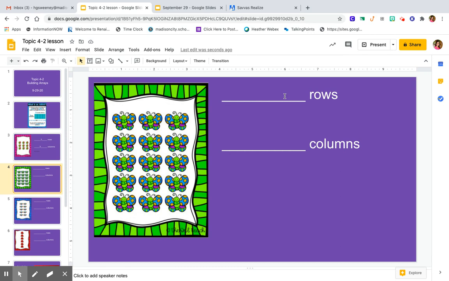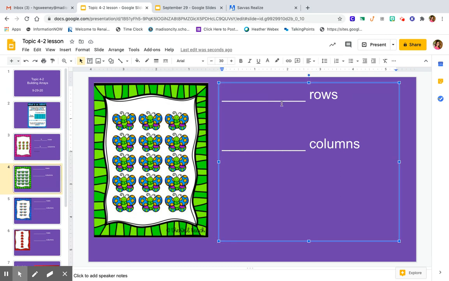All right, so let's go ahead and begin. How many rows do we have? So remember, rows go across. 1, 2, 3, 4, 5. There are 5 rows. How many columns? 1, 2, 3. 3 columns.